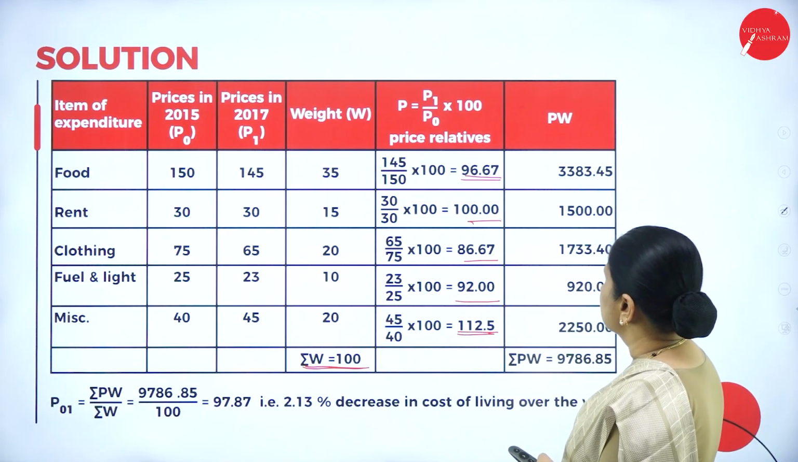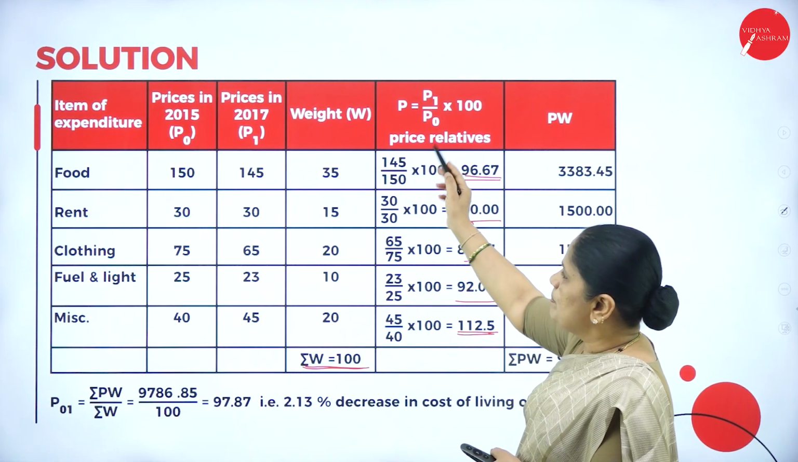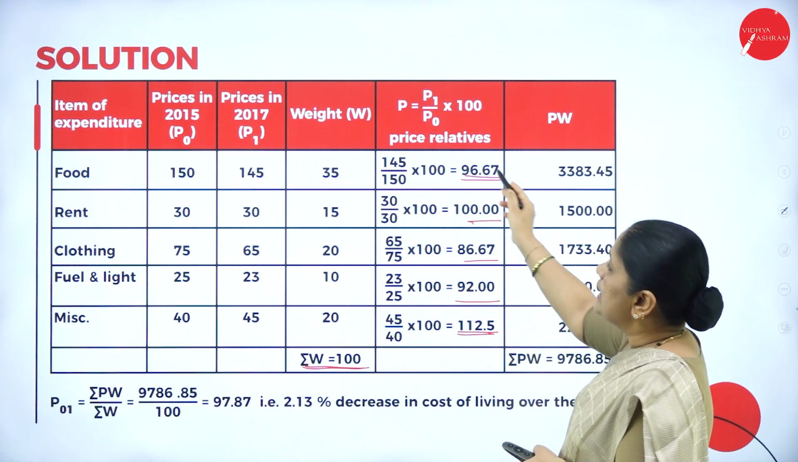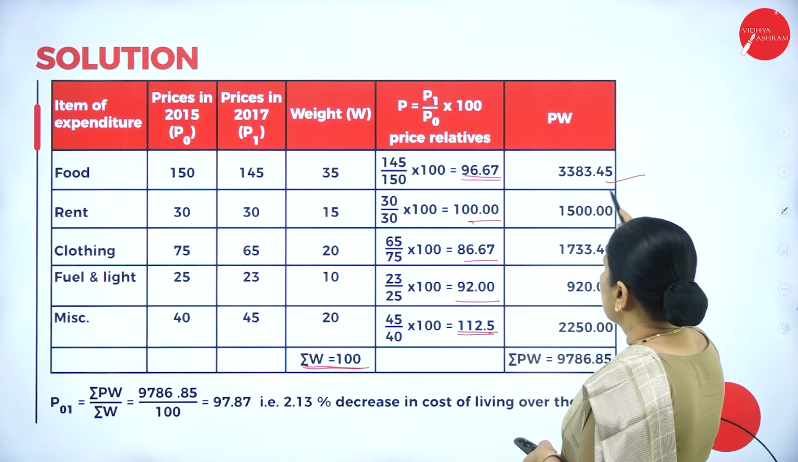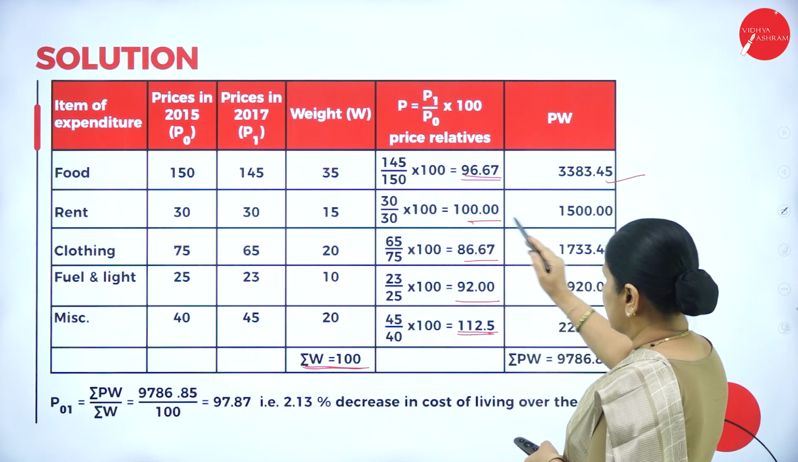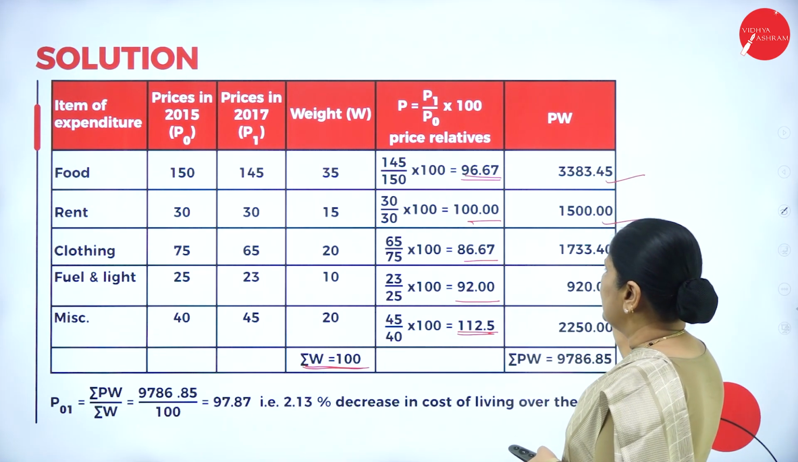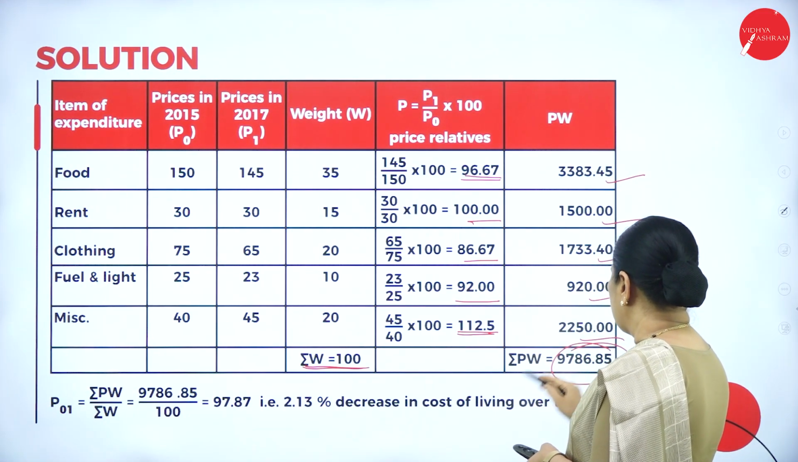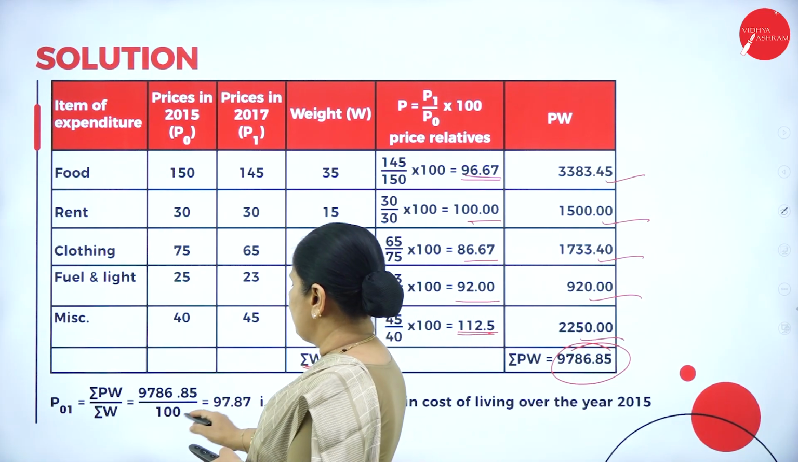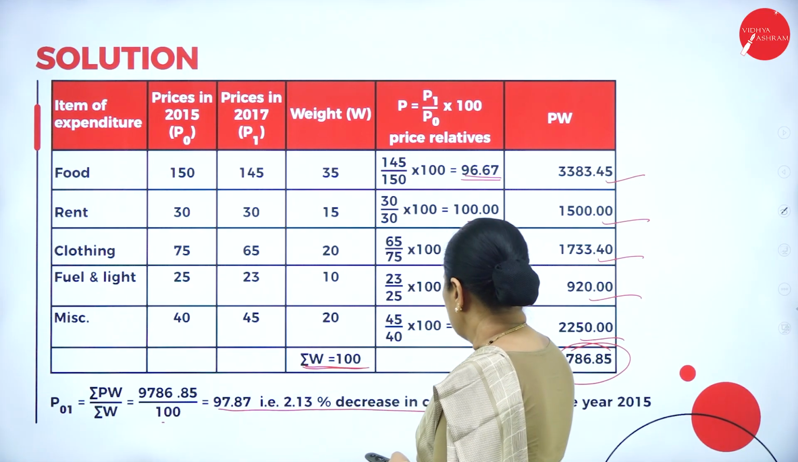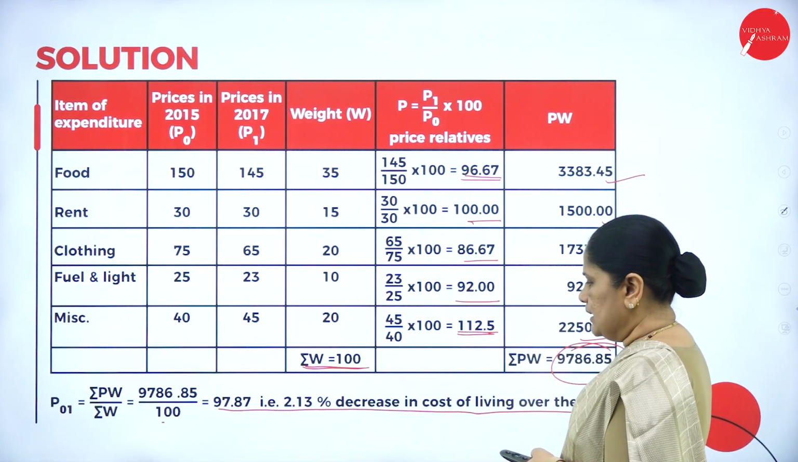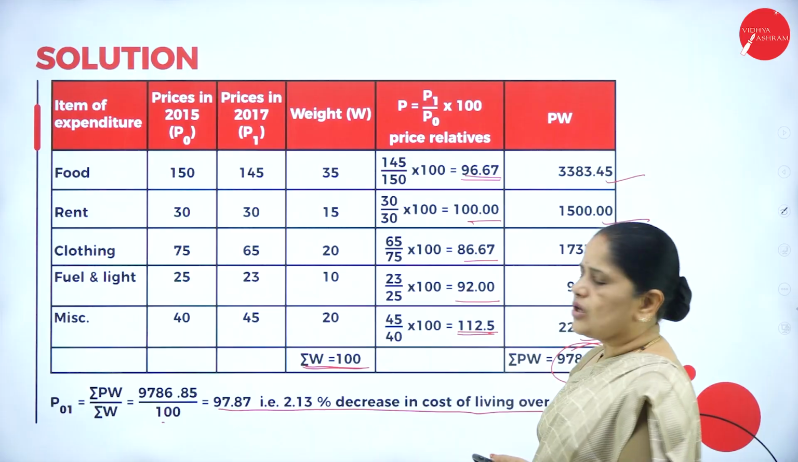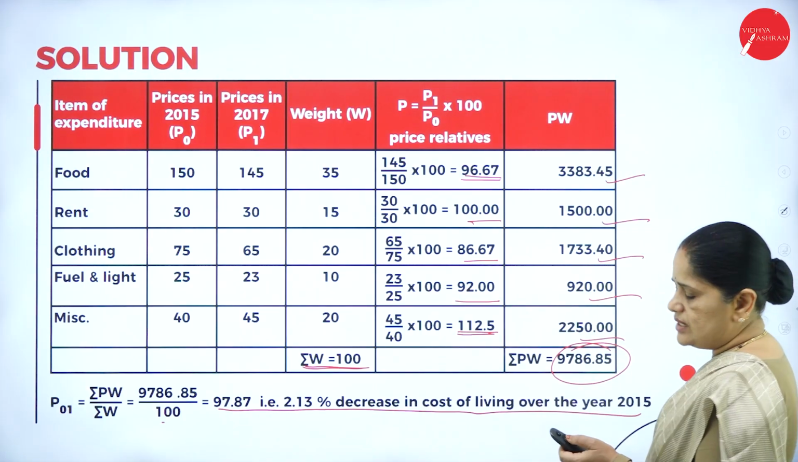Now we'll have to just calculate PW, that is the price relative into weight. So PW will be 96.67 into 35, 3,383.45. Next 15 into 100, 1500. 20 into 86.67. So when we add all this, we get 9,786.85 divided by 100. So there we can see that there is an increase of 2.13% in the cost of living over the year 2015.